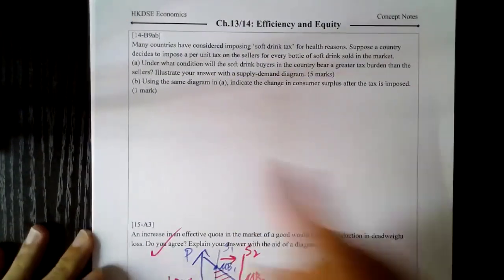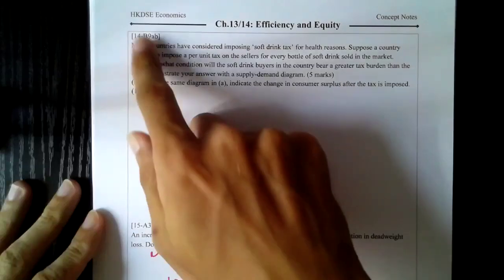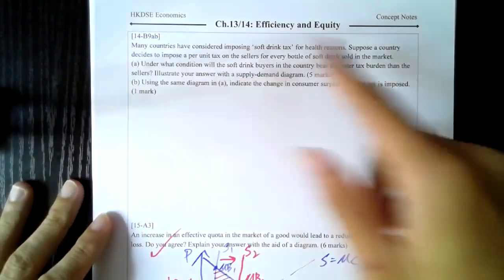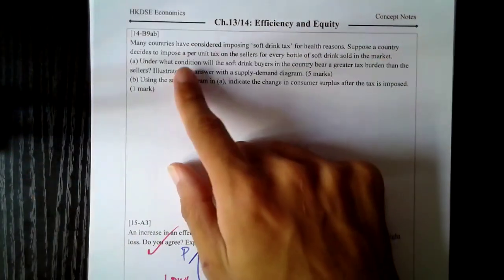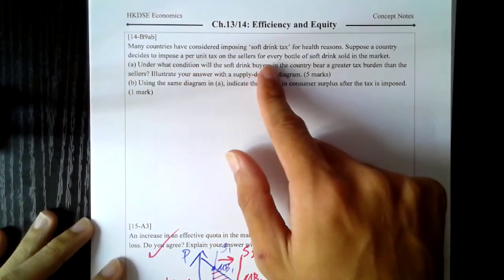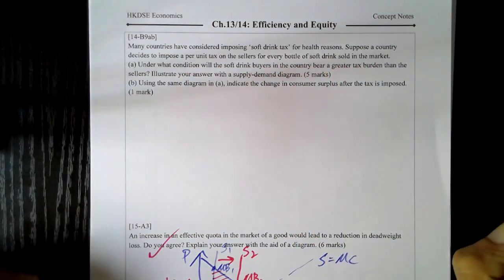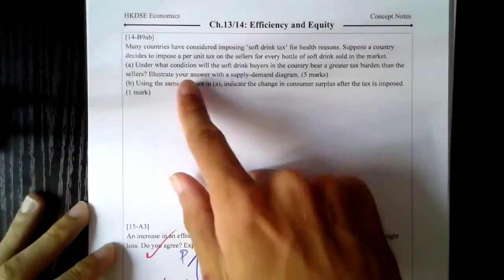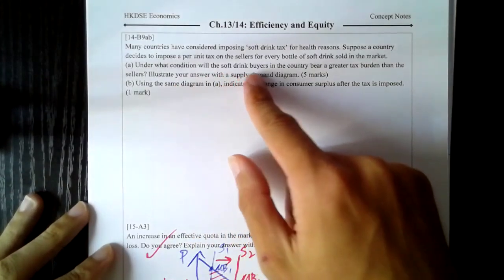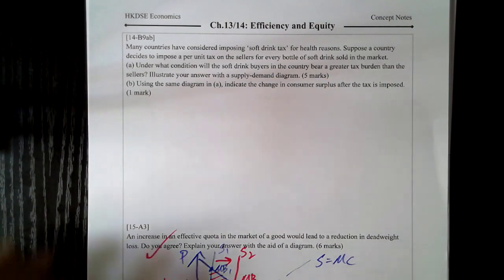Page 30, okay? Now, many countries have considered imposing a soft drink tax, which is like 10 years ago. Suppose a country decides to impose a per unit tax on the seller for every bottle of soft drinks sold in the market. Okay, under what condition will soft drink buyers bear a greater tax burden?